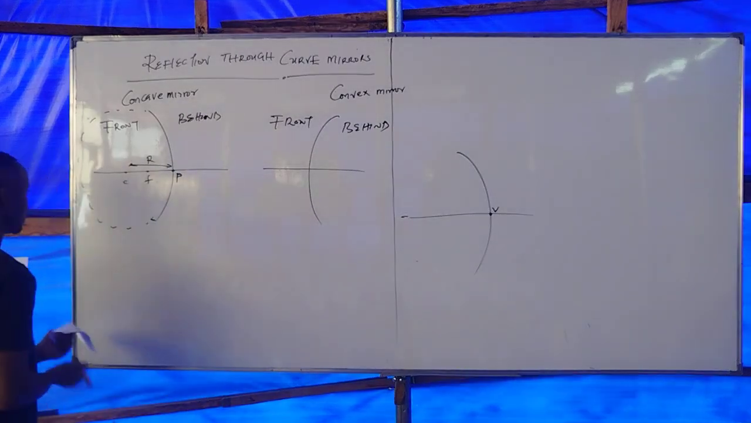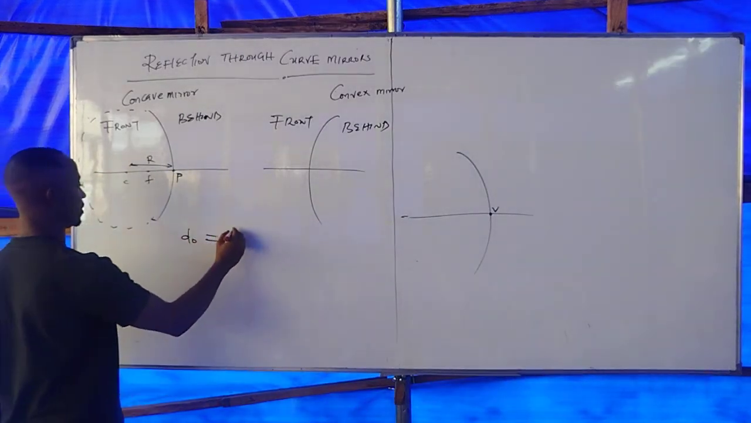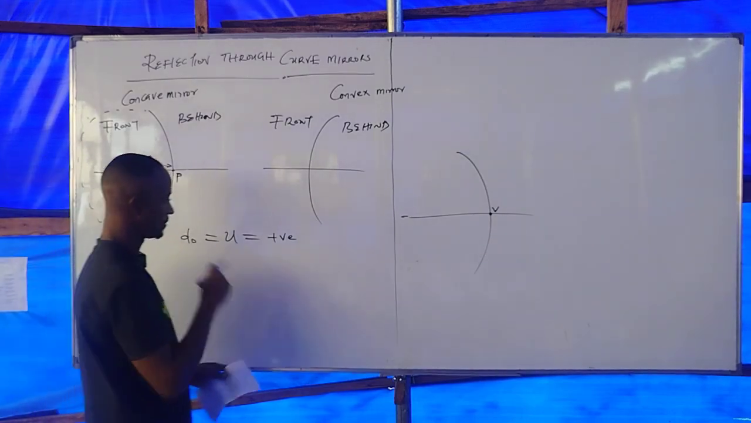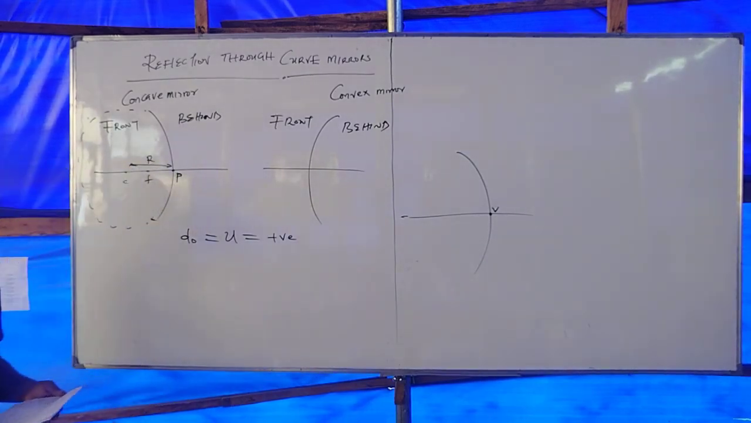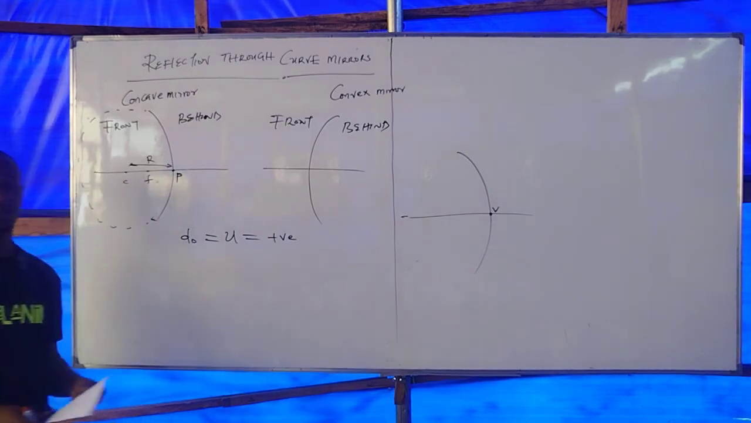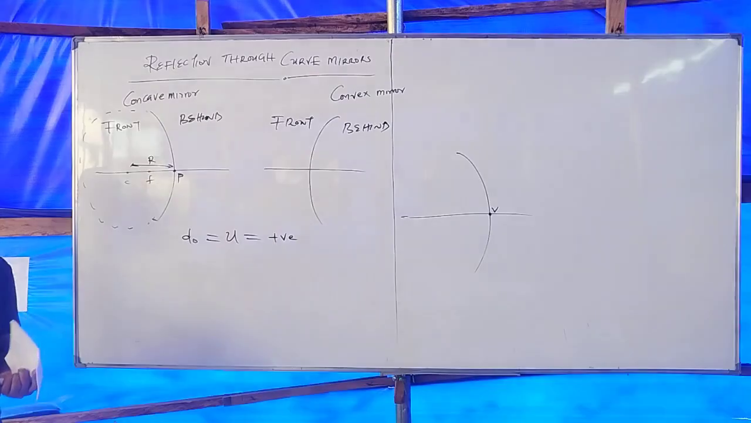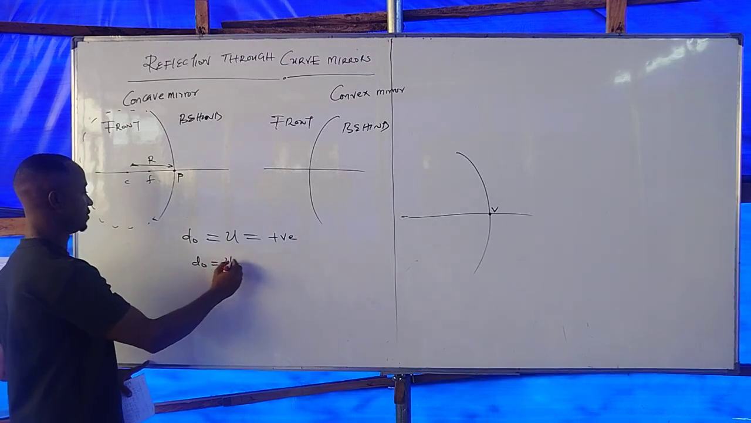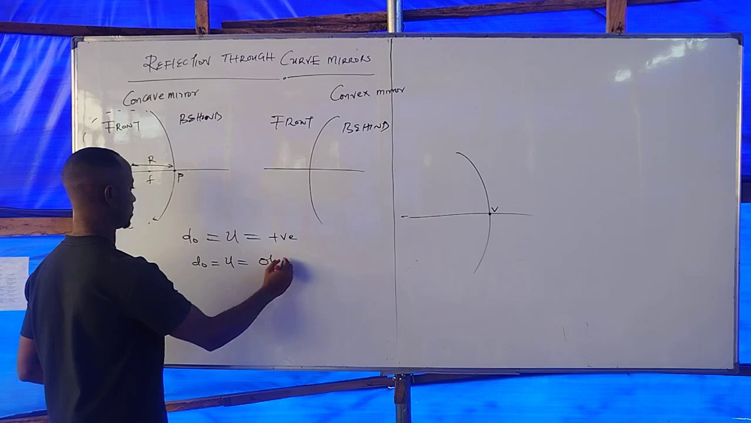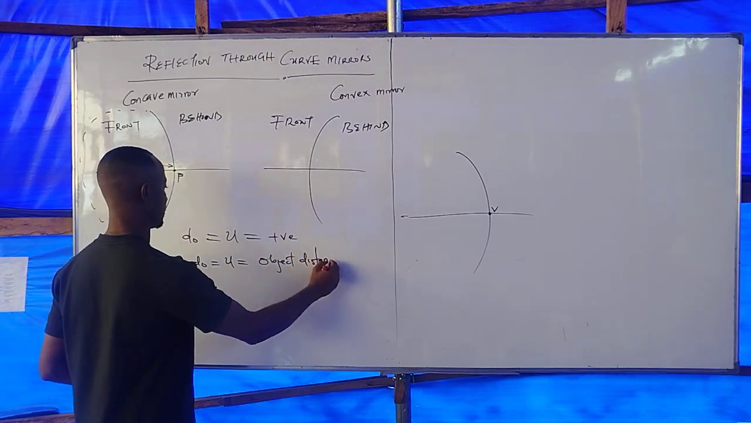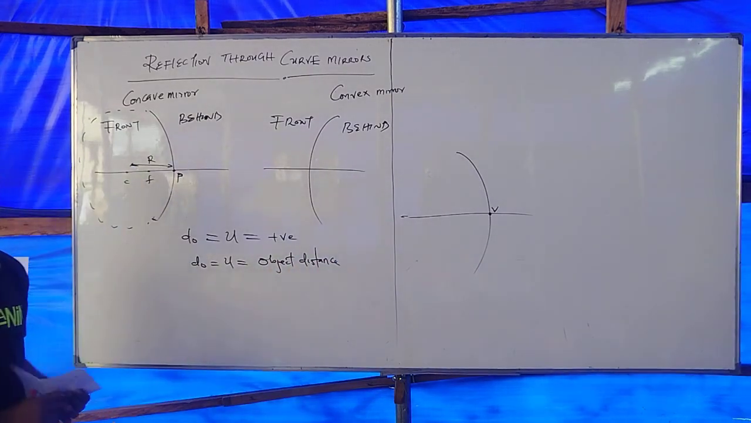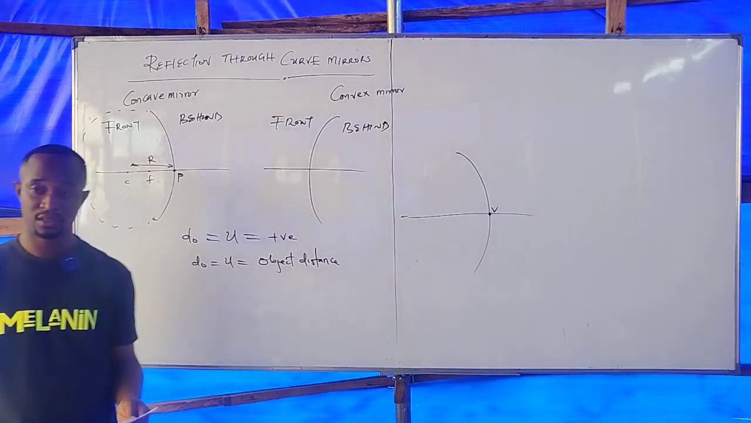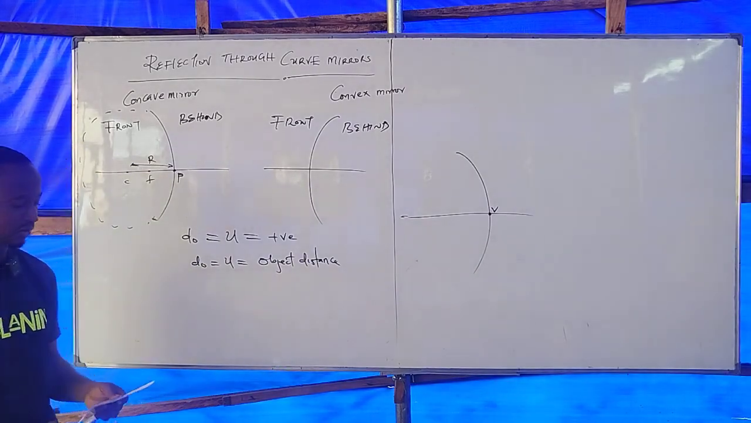DO, which is also your U, is positive. DO, which is U, equals the object distance. The object distance is positive. Then the next is the image DI, equals V, is positive also in front of the mirror.